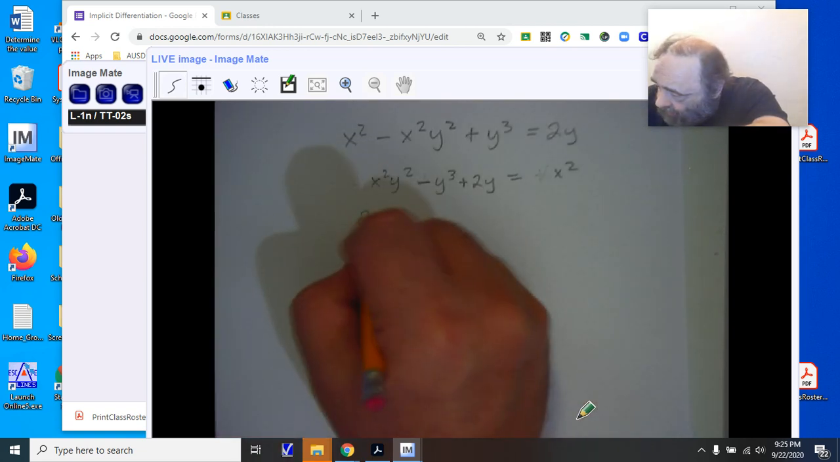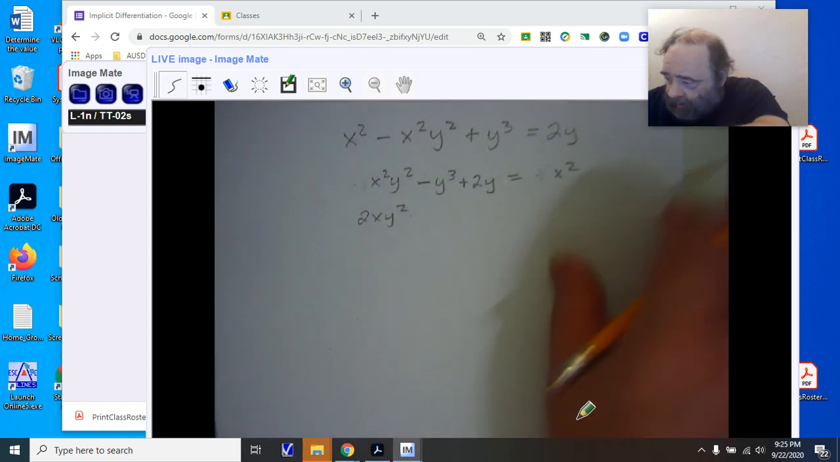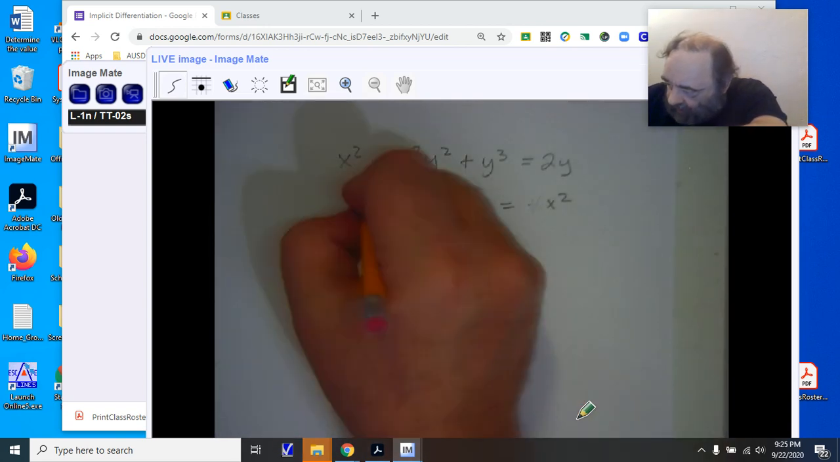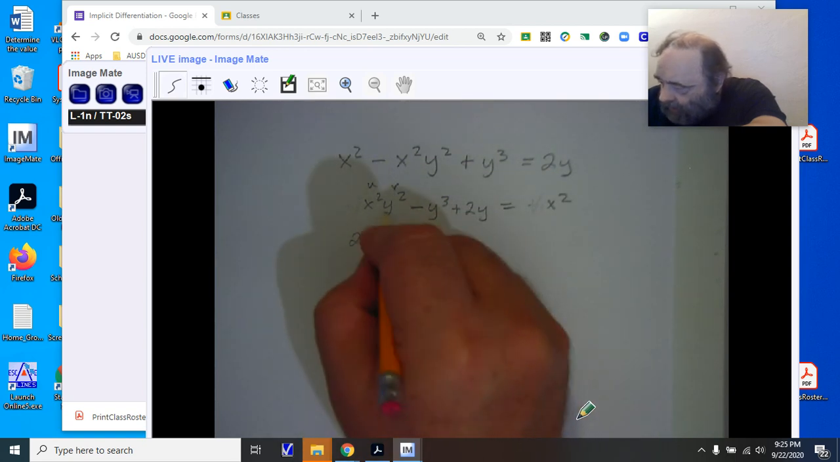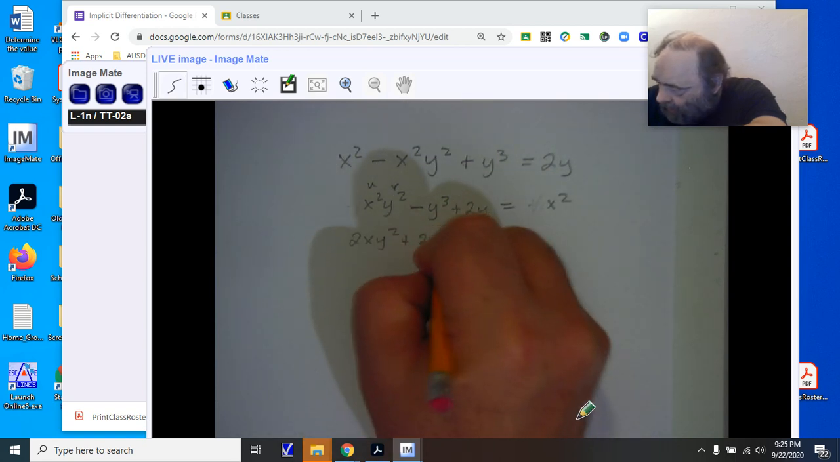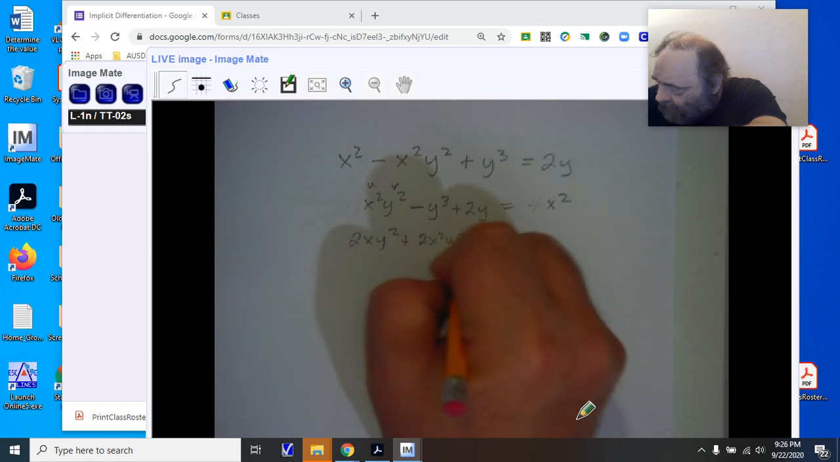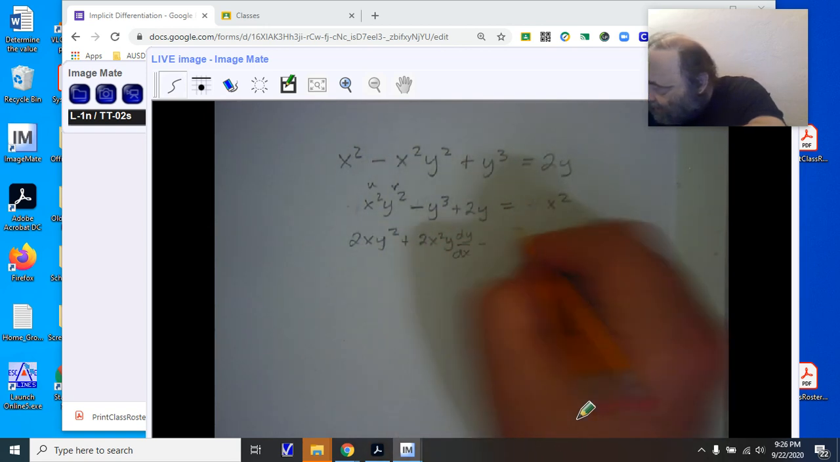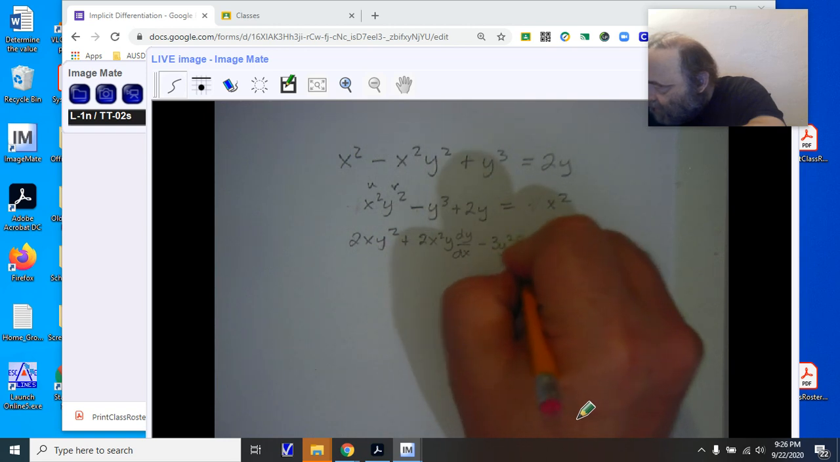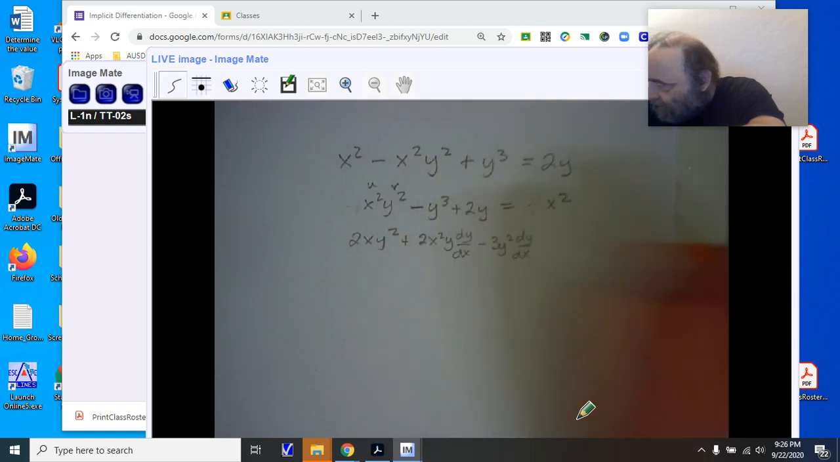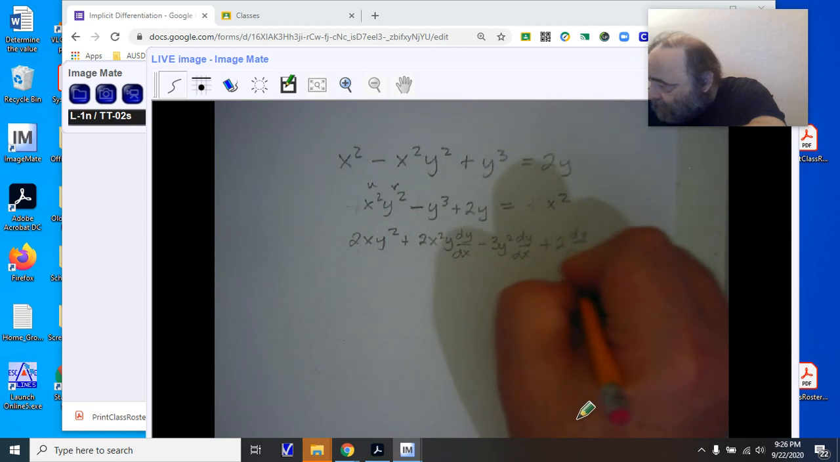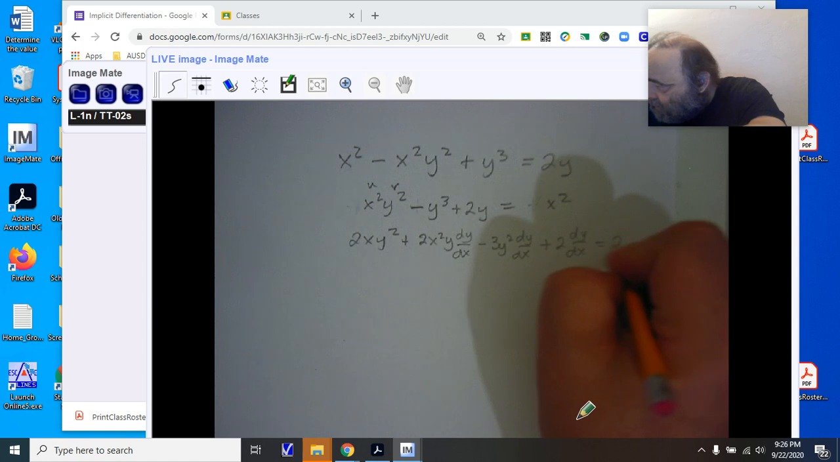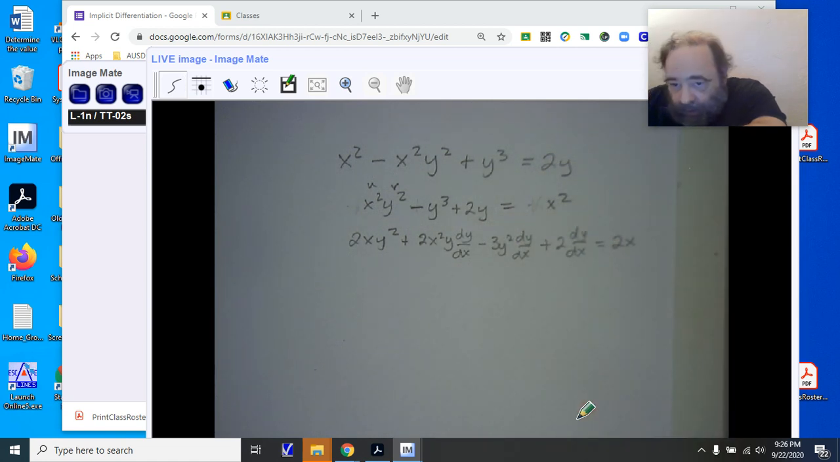All right, so we have our 2x y squared, doing my product rule. Notice this is my u and my v. u prime v plus u v prime, that's x squared y dy/dx. We're then subtracting 3y squared dy/dx. Once again, chain rule, plus 2 dy/dx. And it equals 2x. You notice this made it very clean, very easy.